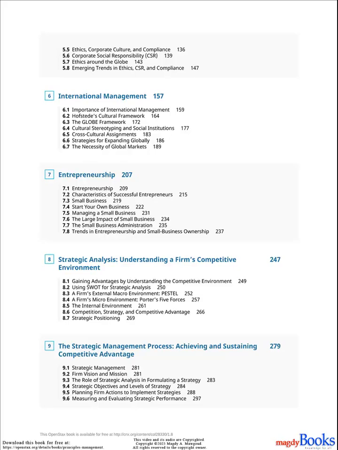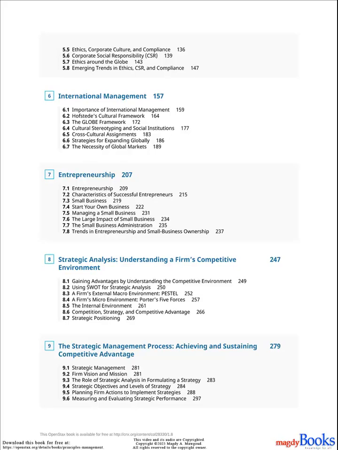6. International management. 6.1. Importance of international management. 6.2. Hofstede's cultural framework. 6.3. The Globe framework. 6.4. Cultural stereotyping and social institutions. 6.5. Cross-cultural assignments. 6.6. Strategies for expanding globally. 6.7. The necessity of global markets.